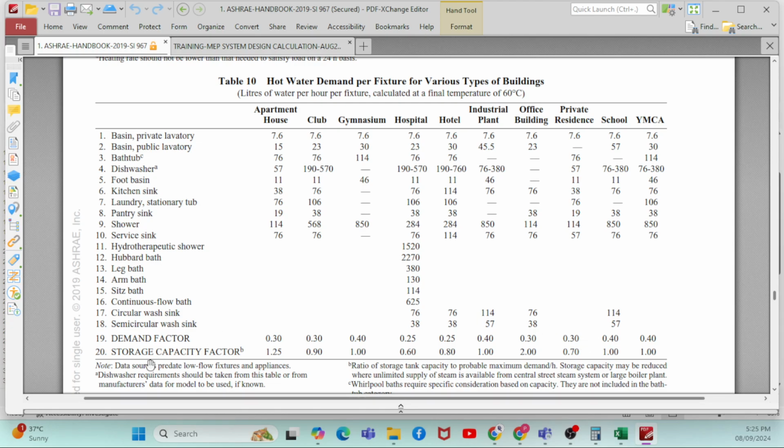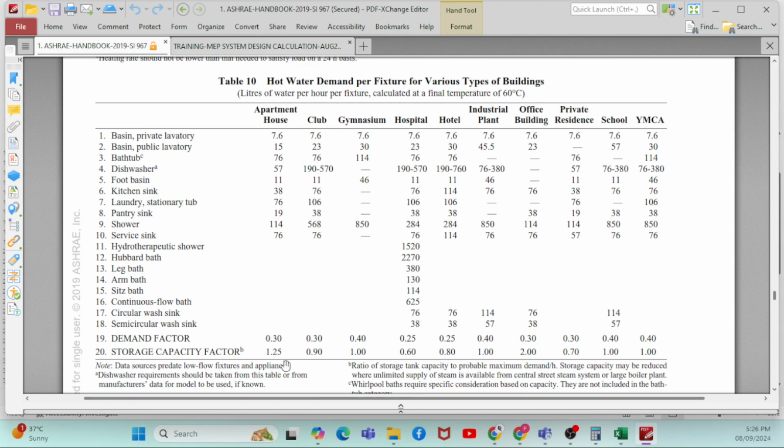Okay, and the storage factor, how much capacity I have to store. If it is an office building, I have to store 2 times because people will be using the hot water repeatedly, right? But they will be using 30 percent only. But what is the storage factor required? 2 times, because people will be using it continuously, as the number of people is more in the office building.